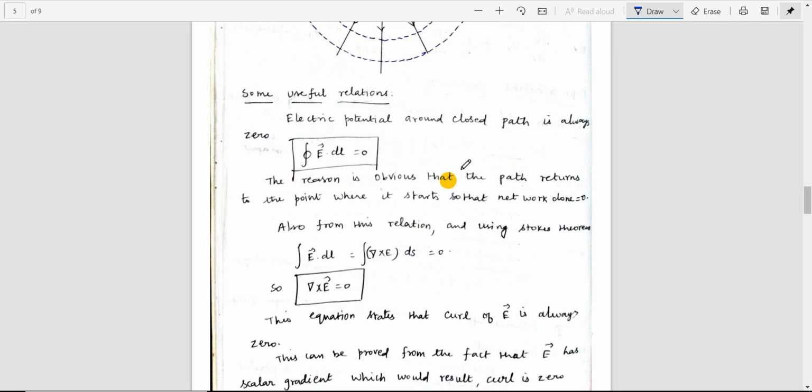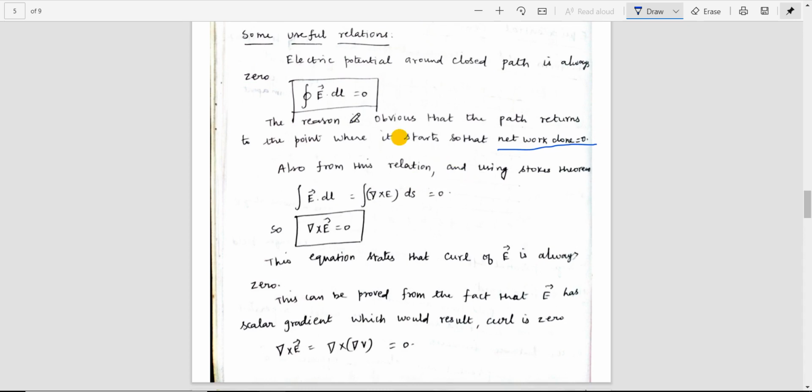We have seen this particular concept in the previous video itself. Again I am going to say the same thing: the work done around a closed path is always going to be zero. Why? Because if we are traveling around a closed path, the potential difference is always going to be zero, because we start from one point and end at the same point, since it is a closed path or closed circuit. So that is why the net work done is zero, and that's why the closed integration of E dot dl is equal to 0.